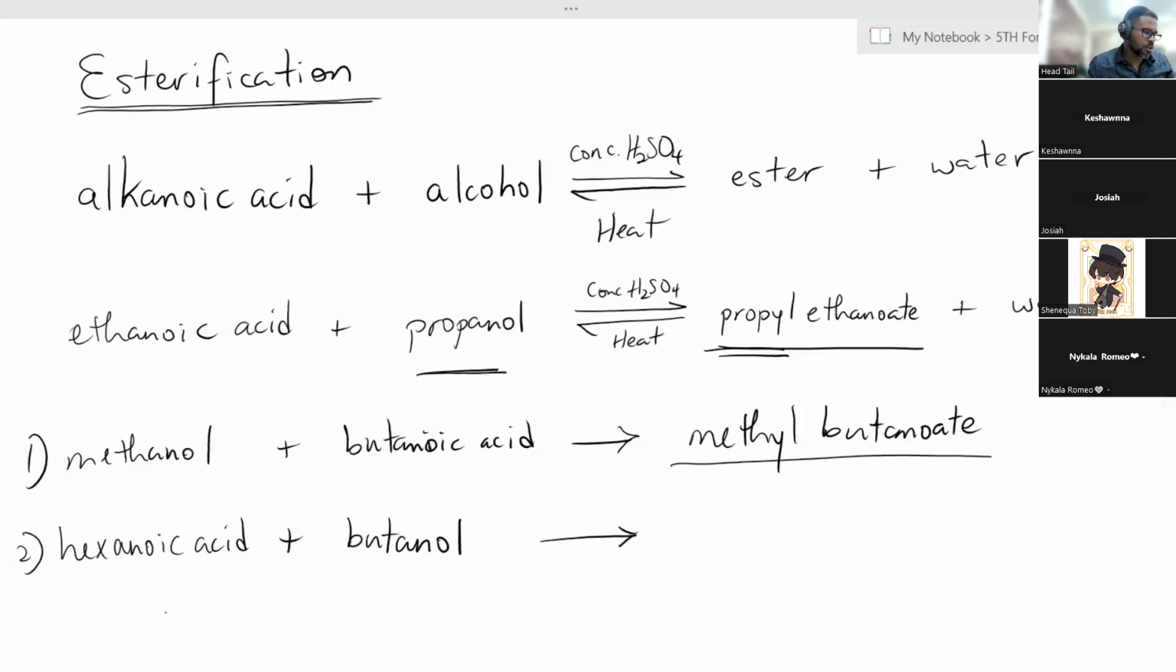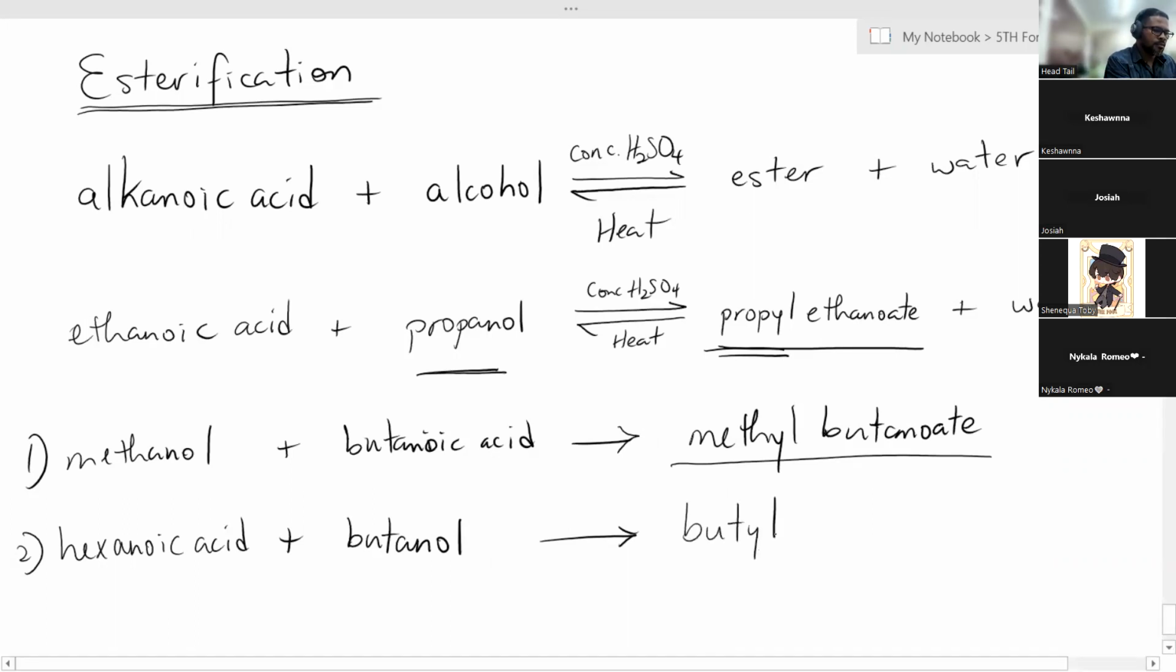What would be yours? The one that is yours. What do you call it? Butyl hexanoate. All right.